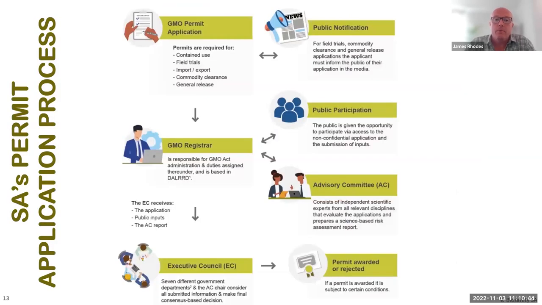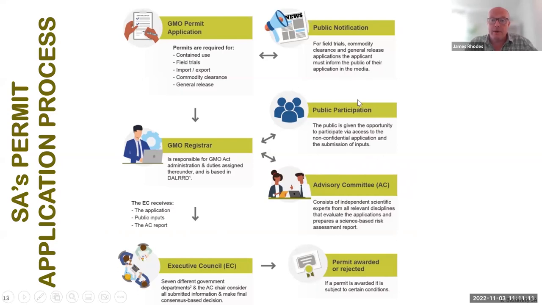So our permit application process has a number of different steps. I just want to highlight a few important ones. The first is notification requirements for certain activities such as field trials, or commodity clearance, or general release. So the public needs to be made aware of these things.